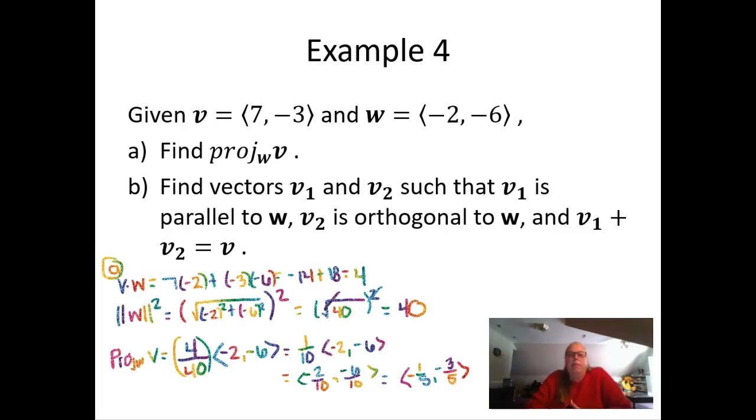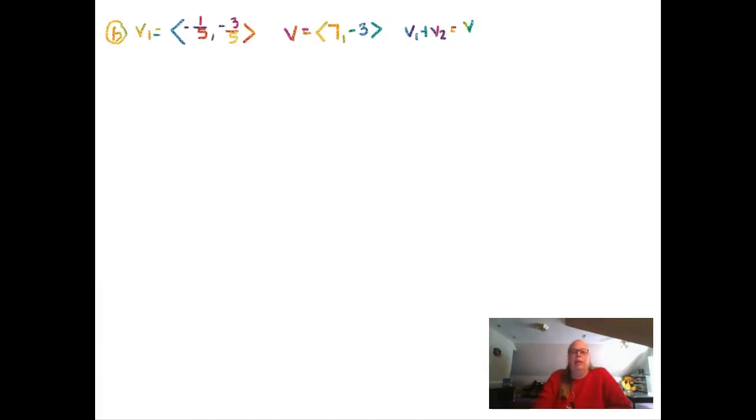Part B, find vectors v1 and v2 such that v1 is parallel to w, v2 is orthogonal to w, and v1 plus v2 is equal to v. Now, conveniently, we've already found v1. It's right here. So let's go over to the next slide. We'll bring our v1 with us and our v, because we know we want v1 plus v2 to be equal to v. Here's our v1 we just found. Here's the vector v that was given to me, and this property right here has to be satisfied.